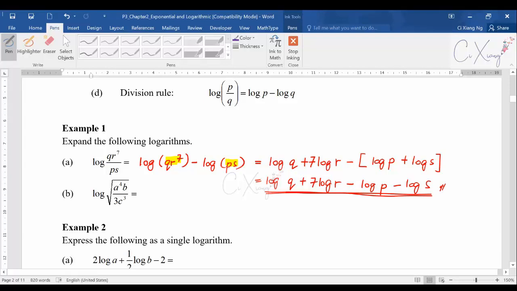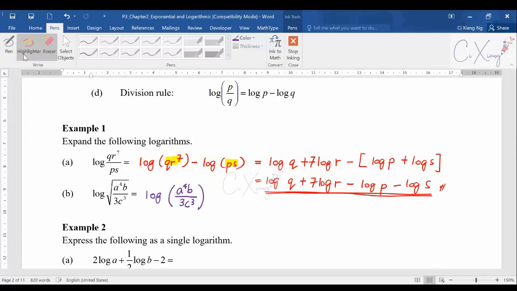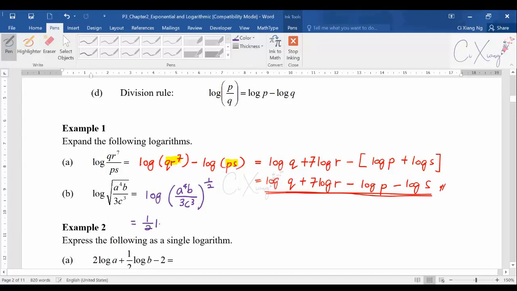Okay, so for example 1b, again you're having log with a square root of the whole thing. So what I am going to do now is that I need to make the square root into the power first. Sorry, the square root is power half. Okay, so there are a few ways that you can do it. The first one is you multiply the half inside first, then only you expand it. The second method is you can pull the power in front of the log. To me, I think pulling the power in front of the log is easier.